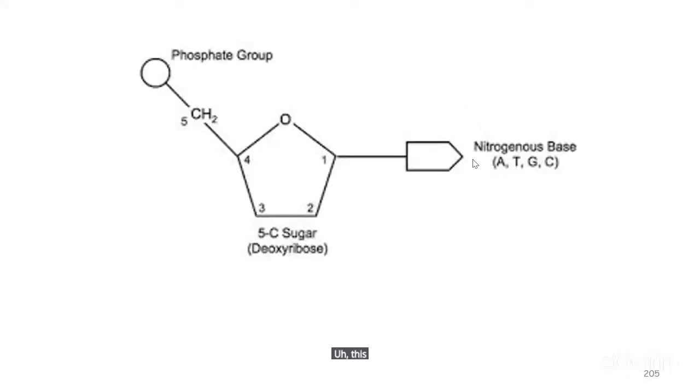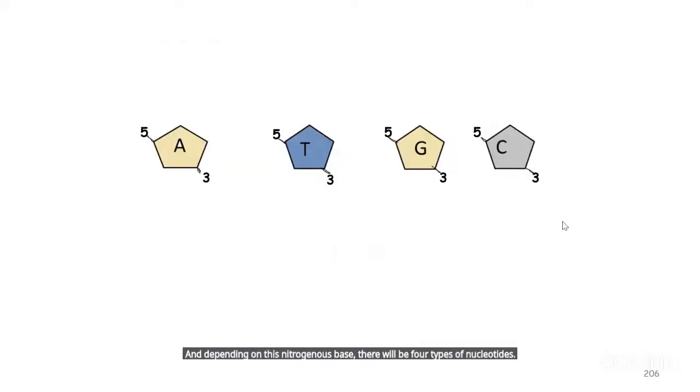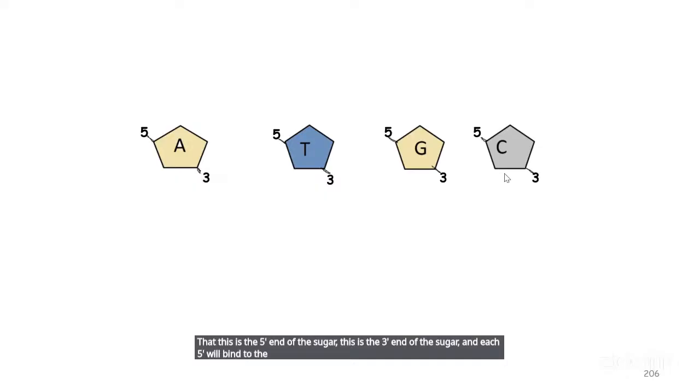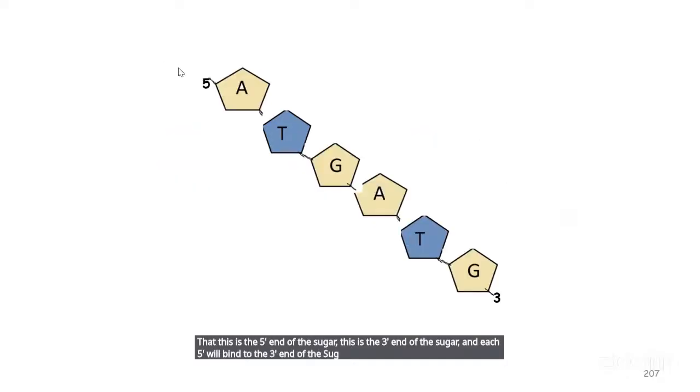This is one base pair of nucleic acid. This is the ribose sugar, this is the phosphate group, and this is the nitrogenous base. Depending on this nitrogenous base, there will be 4 types of nucleotides. These are the 4 types of nucleotides. They bind each other. This is the 5' end of the sugar, this is the 3' end of the sugar, and each 5' will bind to the 3' end of the sugar. And this way, the DNA gets amplified.